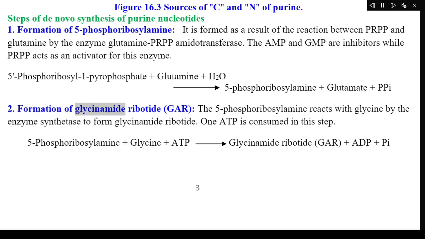2. Formation of glycinamide riboside, GAR. The 5-phosphoribosylamine reacts with glycine by the enzyme synthetase to form glycinamide riboside. 1 ADP is consumed in this step. 5-phosphoribosylamine plus glycine plus ADP gives glycinamide riboside, GAR, plus ADP plus Pi.